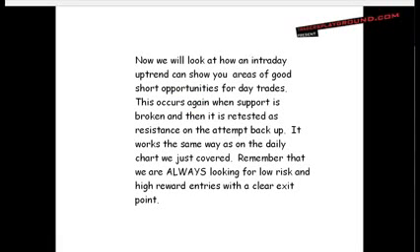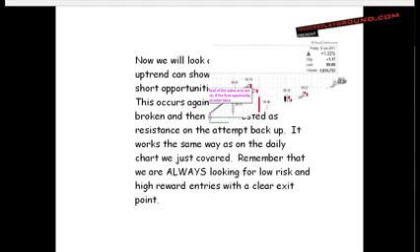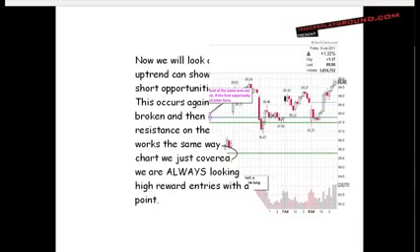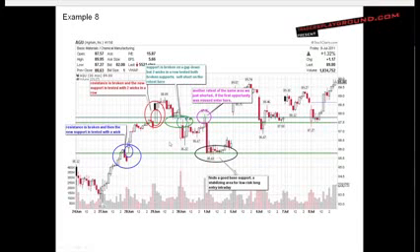Okay, now we're going to look at the same scenario on an intraday chart, a 30-minute chart. It works the same way as the daily chart, but is basically for day trades. Okay? I want you to remember that we're always looking for low risk, high reward entries with a clear exit point. That's very important to keep in mind in all of your trades. Okay, let's go ahead and zoom in on the get-go because there's a lot of information on this.